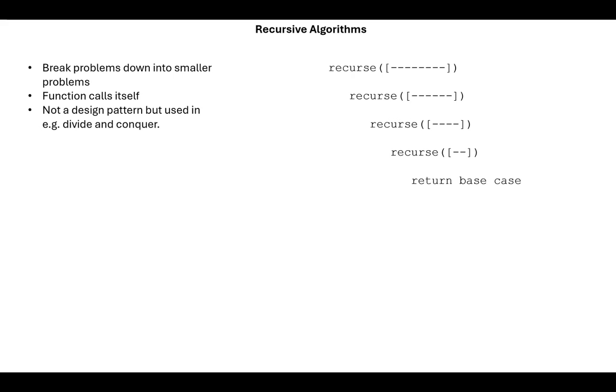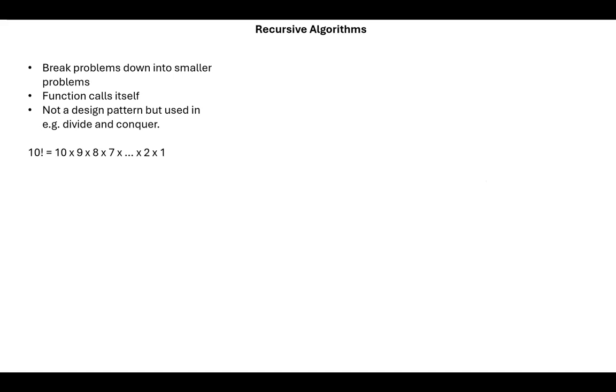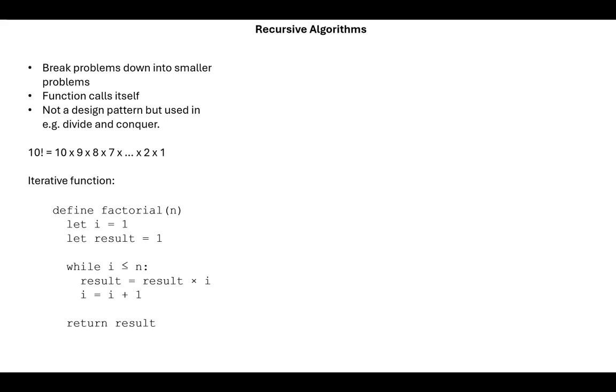Recall that, for example, 10 factorial, written 10 exclamation mark, is 10 times 9 times 8 all the way down to 1. Now, a non-recursive approach to finding 10 factorial, an iterative approach, is to start at 1 and work our way up to 10. And this is how our function might look. So this function does not call itself. We'll have a quick step through.